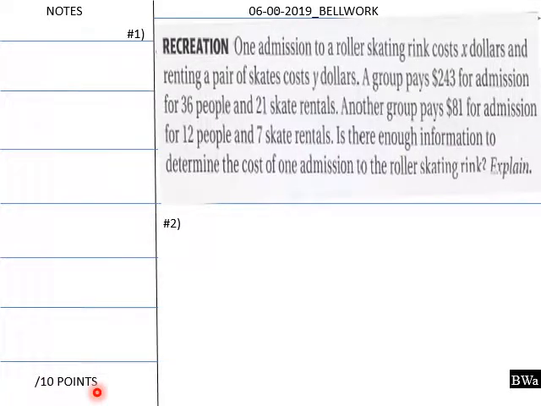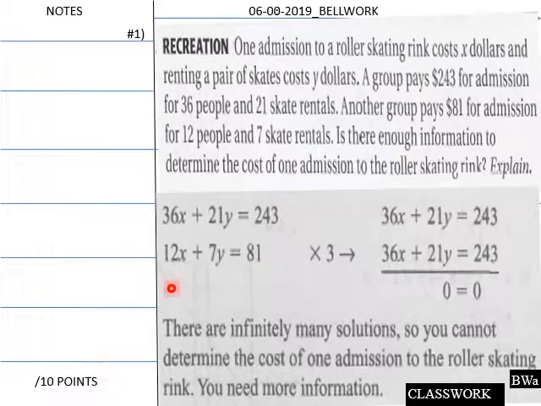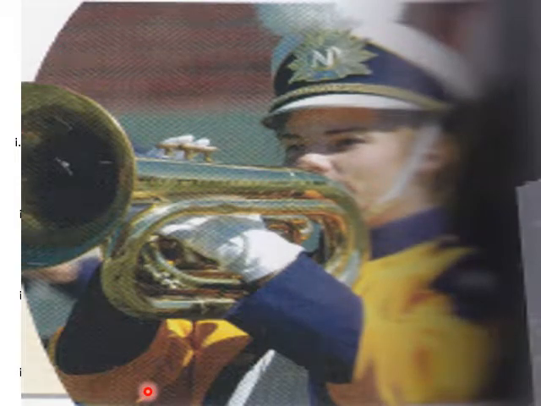Okay, welcome back, students. Let's check your bell work. Here is your setup here. You have a system of equations extrapolated from your data from up here. 243, and then we have 81 for 12 and 7. Up here is 36 and 21. And then we combine to come up with some kind of solution for this situation. There are infinitely many, so you cannot determine the cost of one admission to the roller skating rink. Need more information, so there's no solution there.